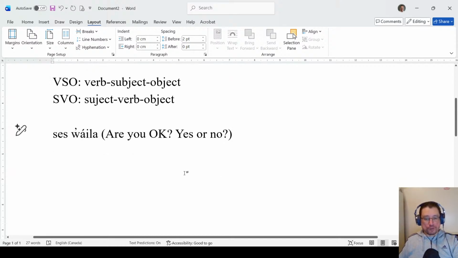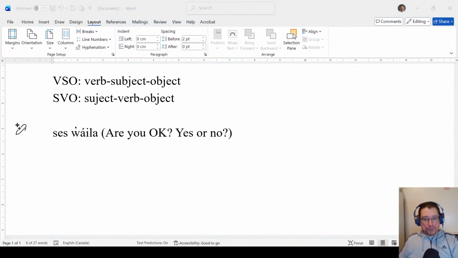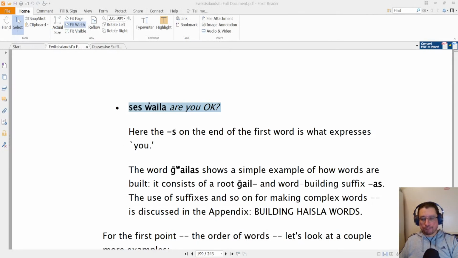That's why I wanted to use Word here so that I could modify this text. And this gives you a better idea of what's being said here. Saswela, are you okay? Yes or no. That would be a more accurate way of describing what that means.